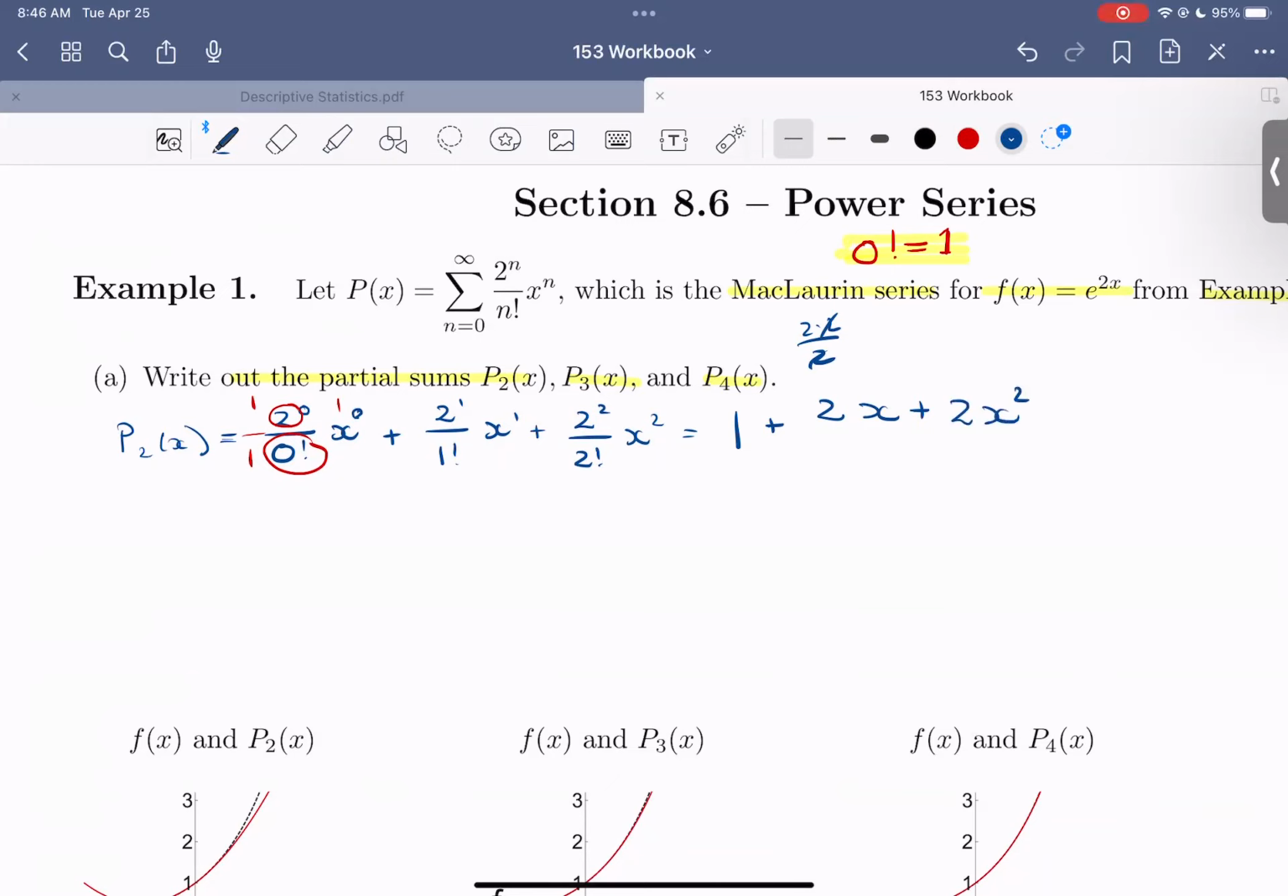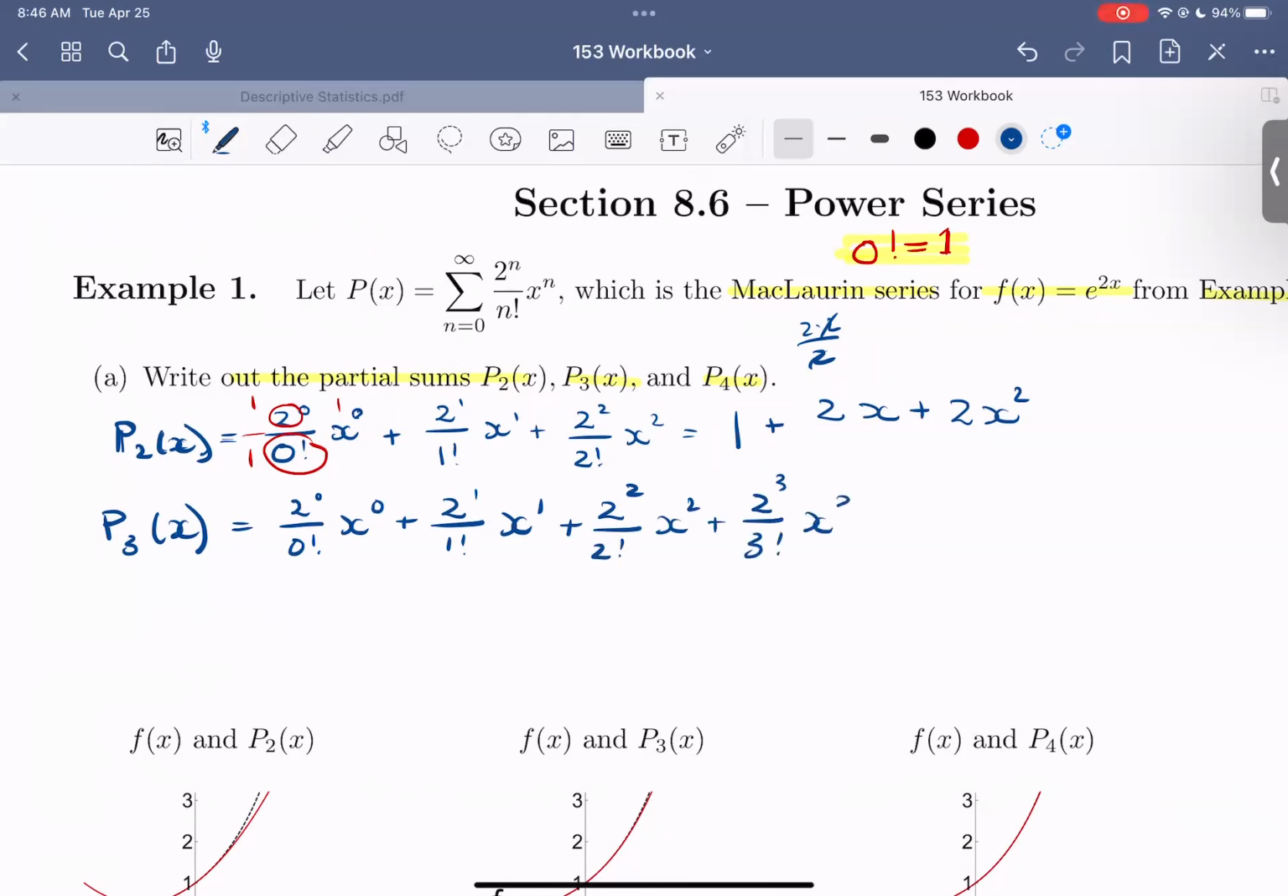So that's going to be our second degree polynomial. Now we can do a similar thing for p sub 3 of x. So we get 2^0 over 0 factorial, x to the 0, plus 2 to the 1 over 1 factorial, x to the 1, plus 2 squared over 2 factorial, x squared, plus 2 cubed over 3 factorial, x cubed.